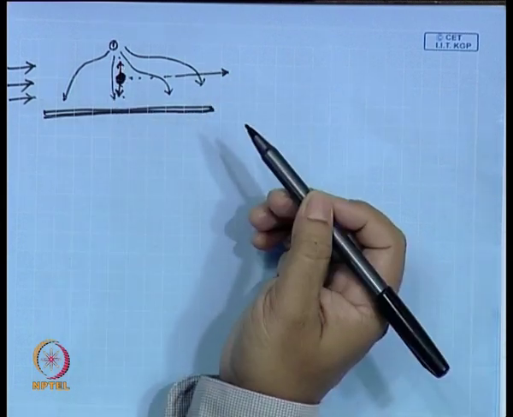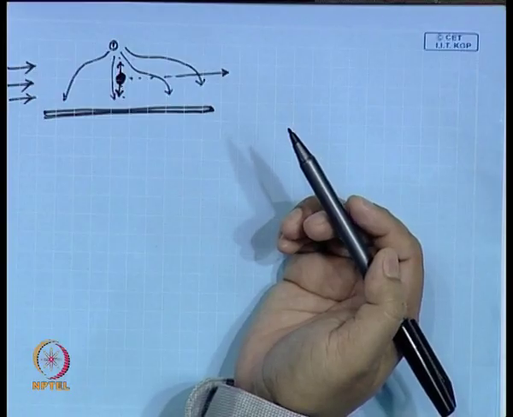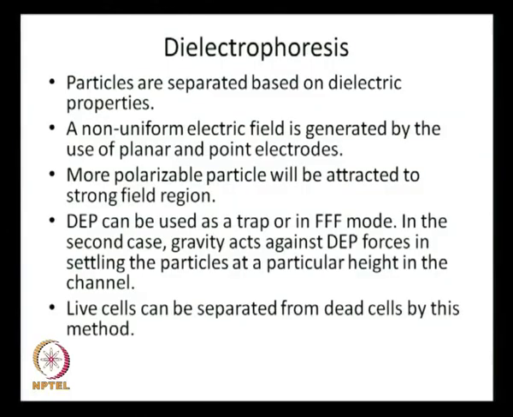So, in FFF mode, the gravity acts against DEP forces in settling the particles at a particular height in the channel. Live cells can be separated from dead cells by this method. That means, if some analysis is to be done where what type of cells are there, that has to be analyzed.